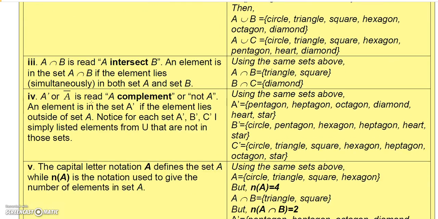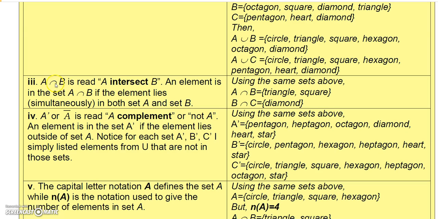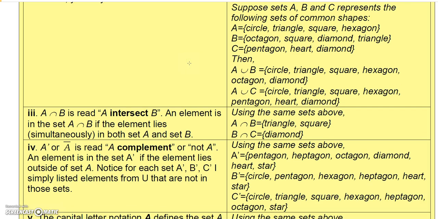And then the other would be A intersect B. Remember, that's all the elements that lie simultaneously in both sets. So if we go back and use these sets up here, A, B, and C, like we did before, for A intersect B, the elements that are in both of these sets would be, let's see, we have the triangle that's in both, and we also have the square that's in both. So the intersection of A and B there would be the triangle and square. And then B intersect C, it looks like the only intersection is the diamond.